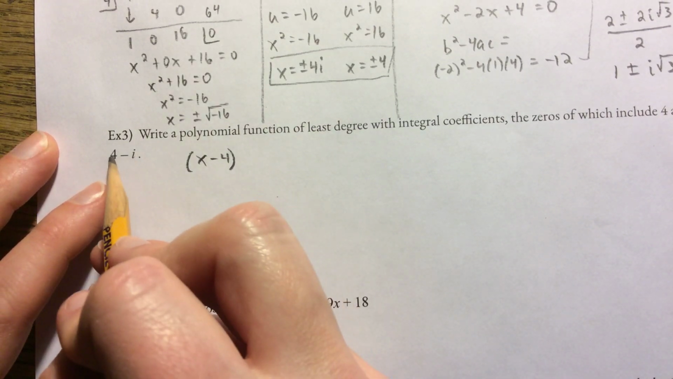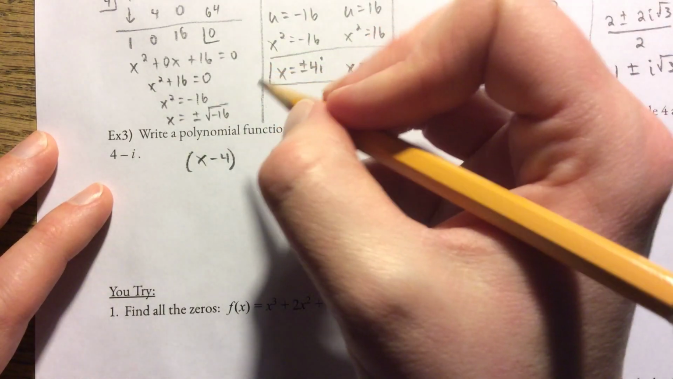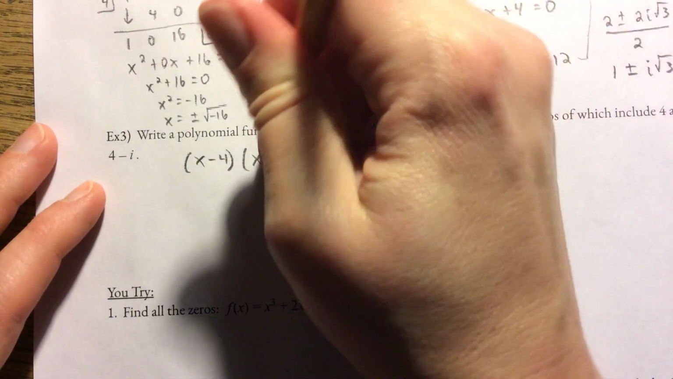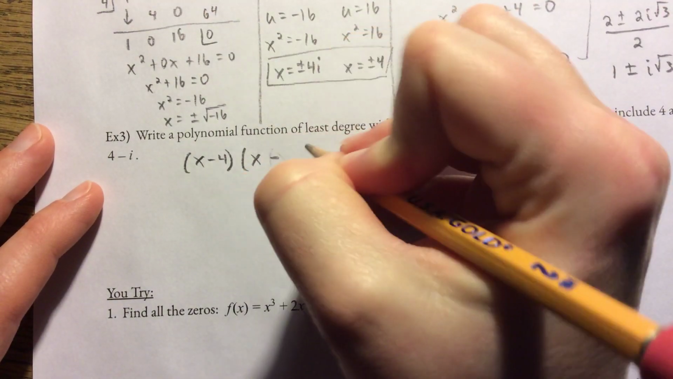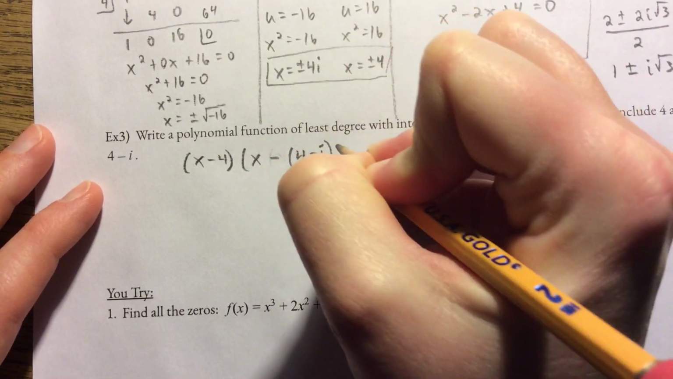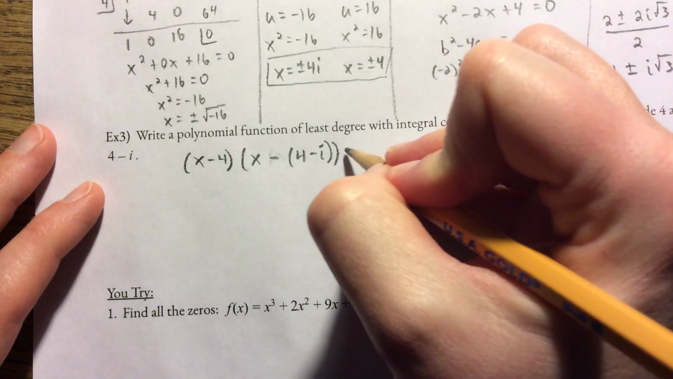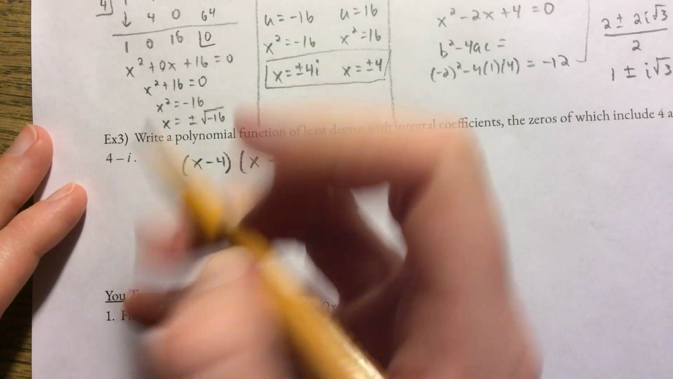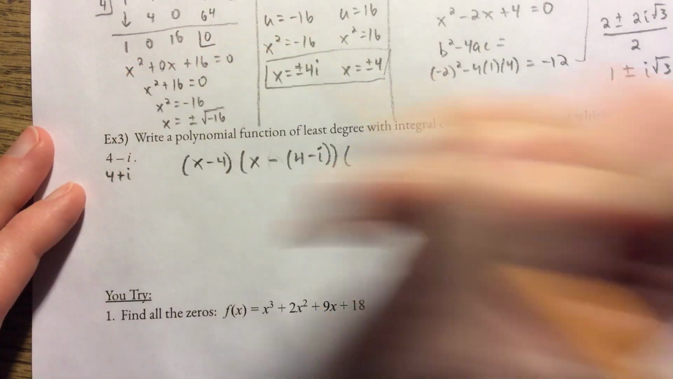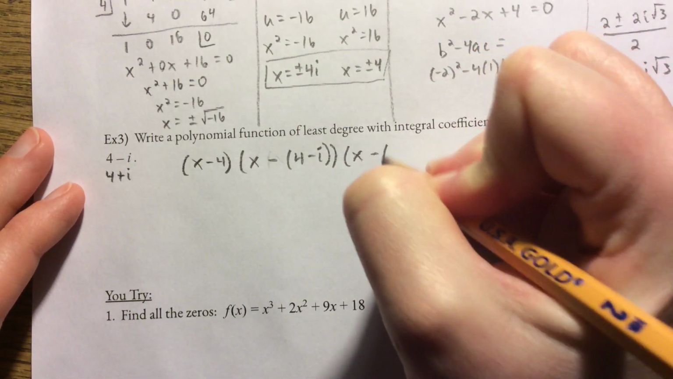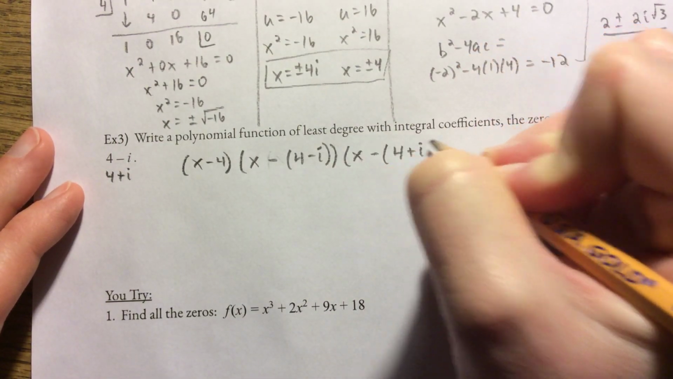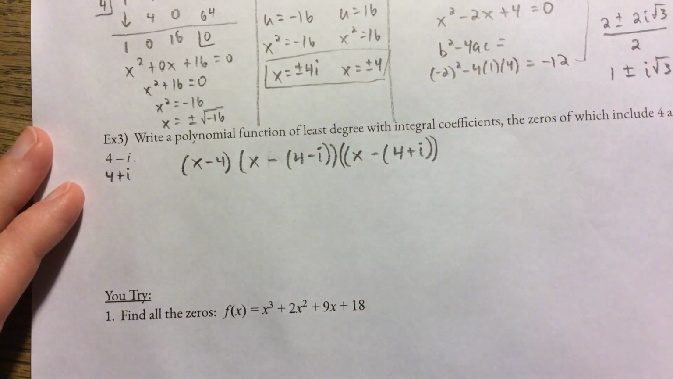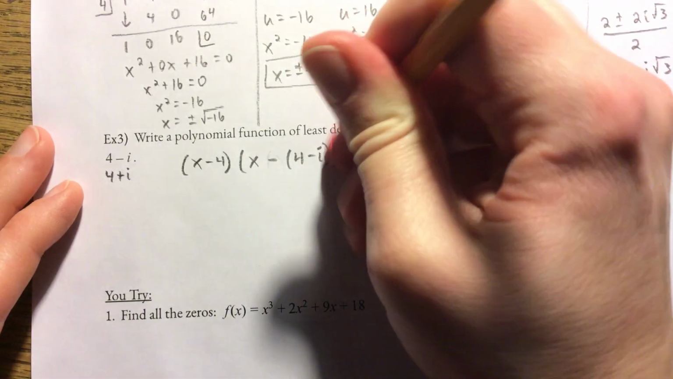And then if I have one at 4 minus i, then that is the same thing as saying x minus 4 minus i. And I also need, this was that complex conjugate theorem from the beginning, since they always come in pairs, that means 4 plus i is also a root. So I would have x minus 4 plus i. I feel like I have extra parentheses there. I do right here.